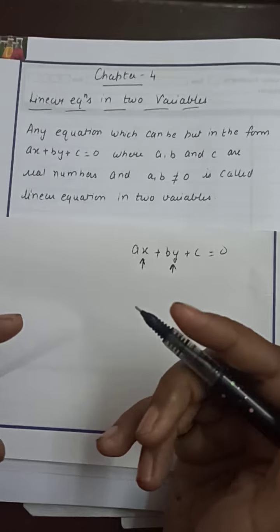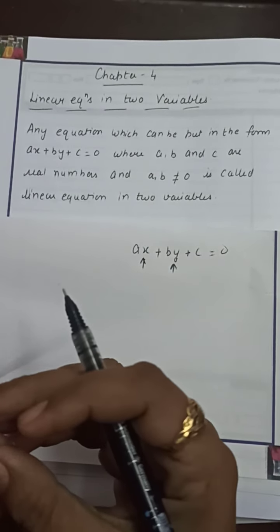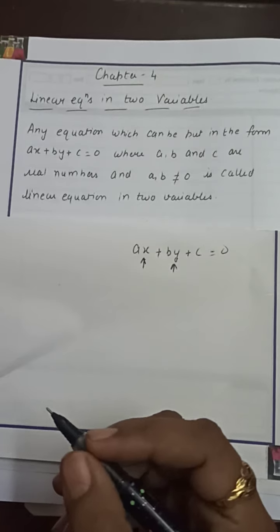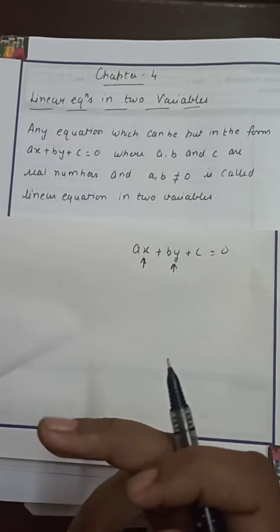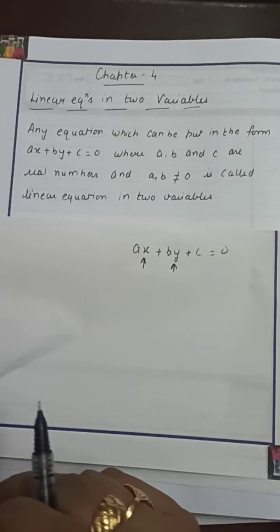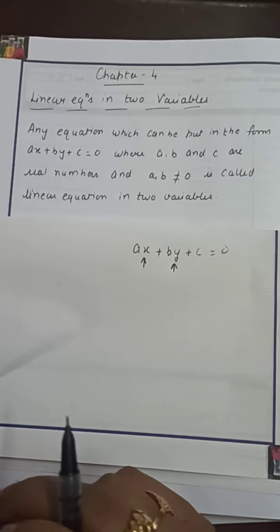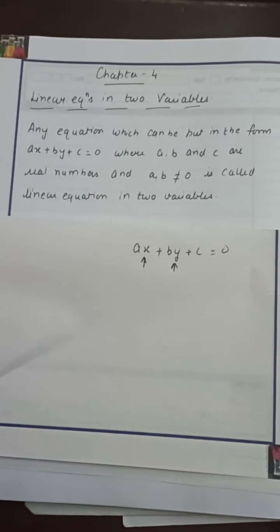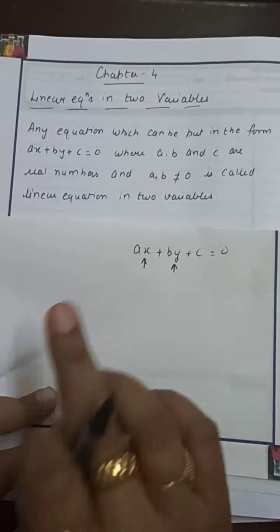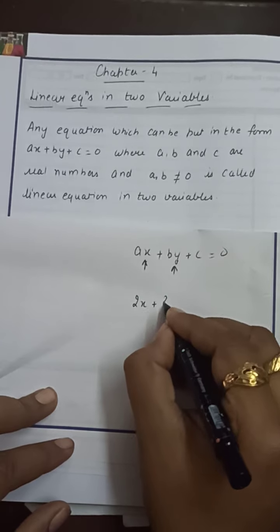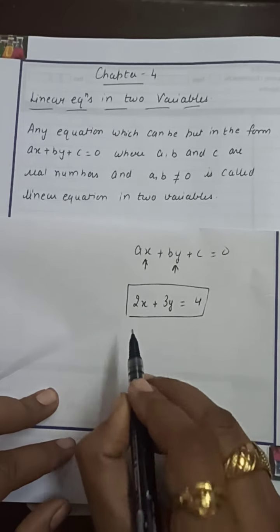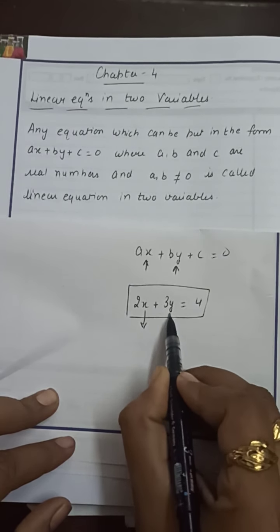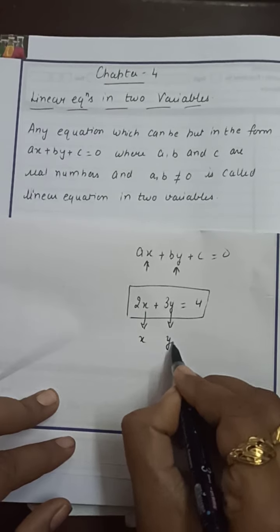What is the meaning of a variable? Suppose you are going to a shop and you want to buy a pen and a notebook. You are asking for a notebook and a pen, so you have to pay the money. The cost of one notebook and the cost of one pen matter for you. So the cost of one notebook I am taking as x, the cost of one pen I am taking as y. So it can be written as 2x plus 3y equal to 4. That is called a linear equation in two variables, in which you are using two variables. x and y are the variables.